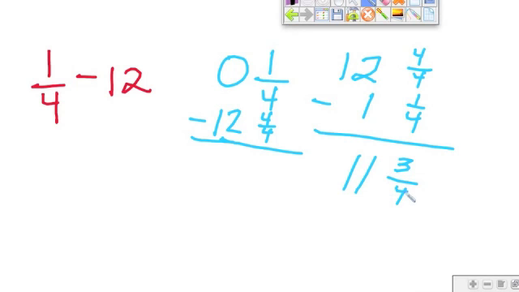However, is it positive or negative? Well, which is bigger? 1/4 or 12? 12 is larger. What sign came with the 12? It was negative. Don't think, oh, that's subtraction. It doesn't mean it's a negative sign. Same thing, guys. Negative and subtraction symbol are the same thing.